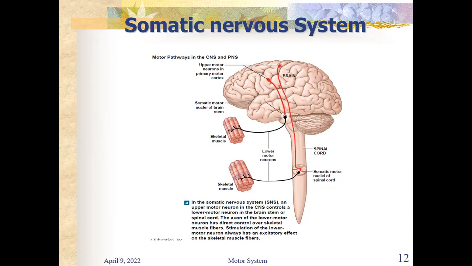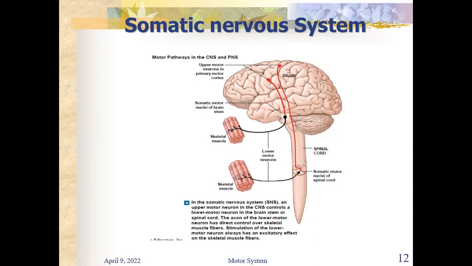In the somatic nervous system, which is part of the motor system, you can see the upper motor neurons here and the lower motor neurons, the ones in black. The upper motor neurons from the primary motor cortex can terminate in the somatic motor nuclei of the spinal cord or in the somatic motor nuclei of the brainstem, which is the corticobulbar tract. In the brainstem, the lower motor neurons originate from the somatic motor nuclei to innervate the skeletal muscles.